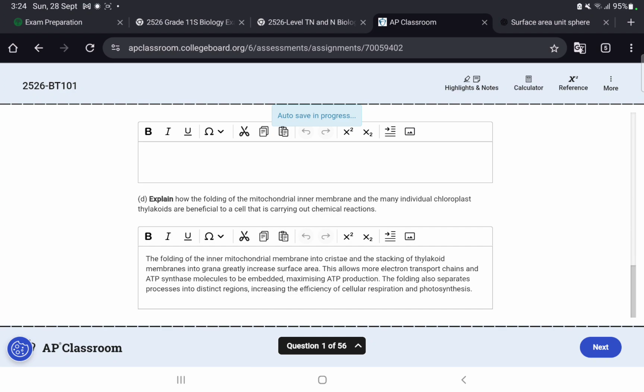You can really do without that sentence, that's just extra fluff for the College Board. You can just say that the folding also separates processes into distinct regions, and both of those reasons increase the efficiency of cellular respiration and photosynthesis, respectively. That's all you have to do. That little sentence, this allows more electron transport chains and ATP synthase molecules to be embedded, maximizing ATP production.